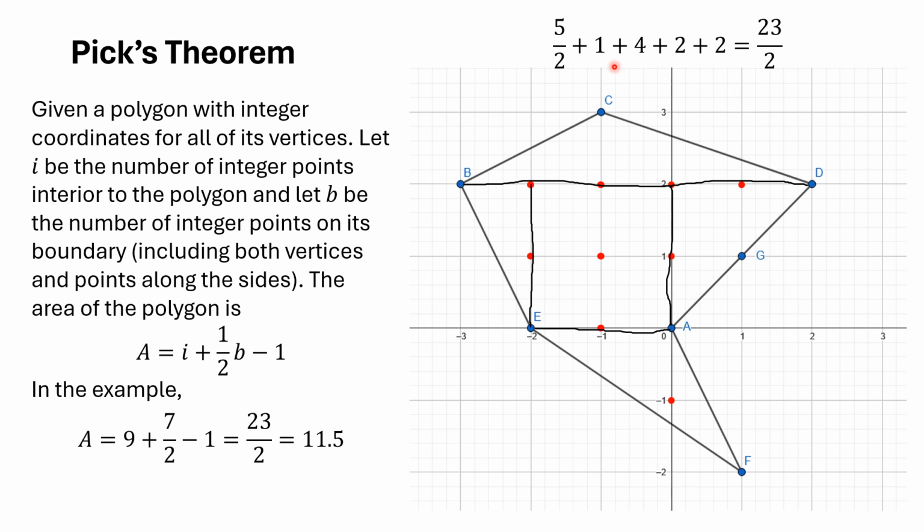Plus 18 halves plus 5 halves, so 23 halves. So it did check out. We get the same area as we got when we used Pick's theorem. And this will hold for any polygon that has integer vertices.